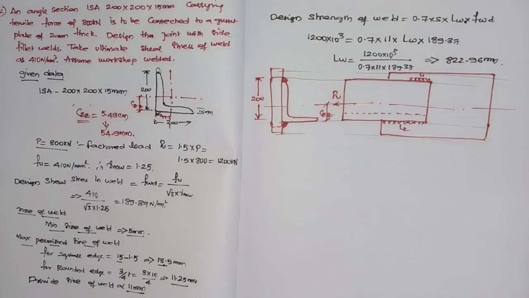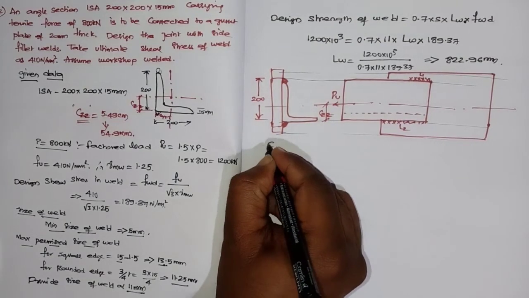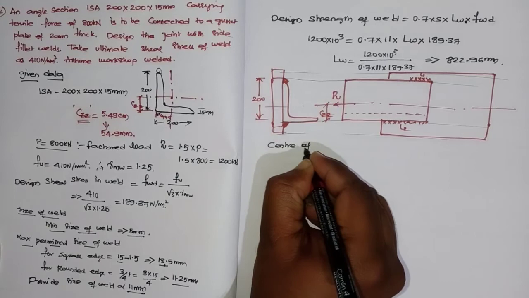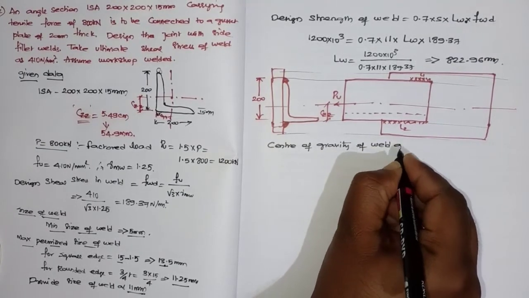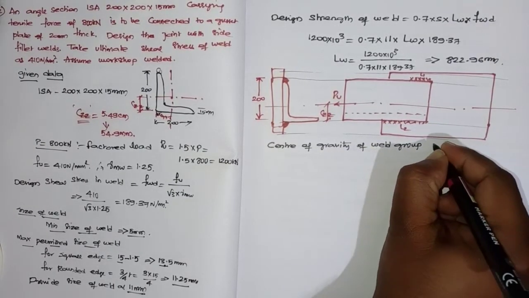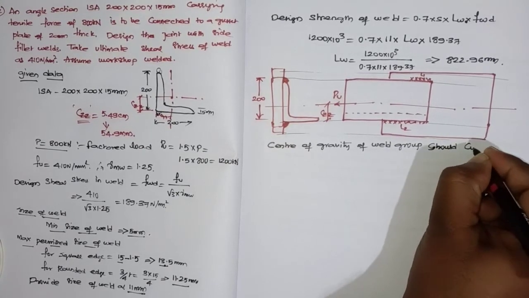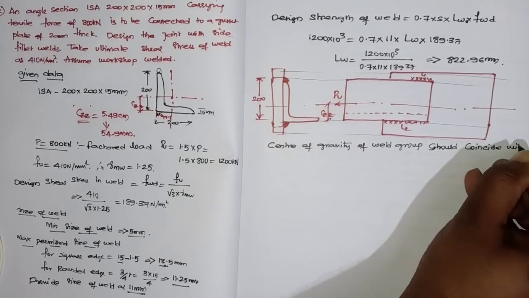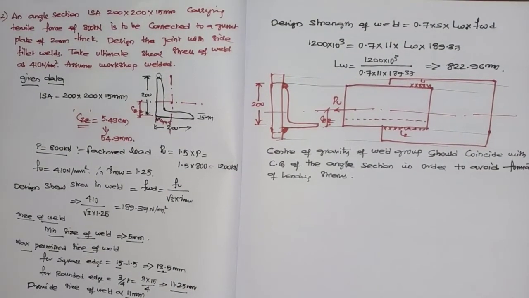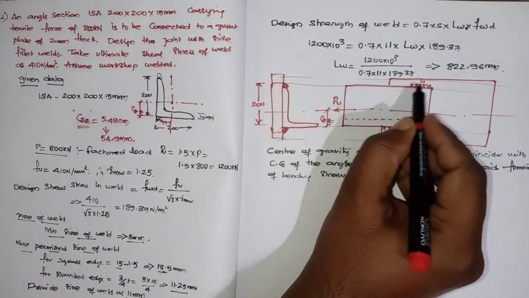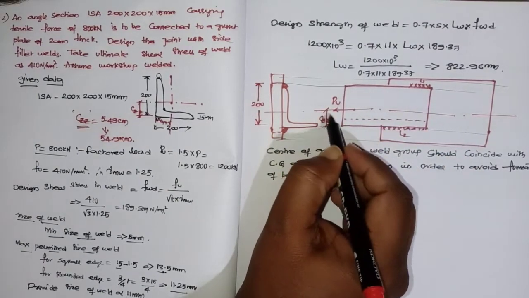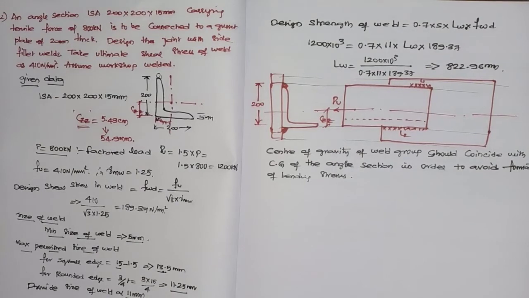Now, here one condition you are supposed to give, that is the center of gravity. Listen carefully. The center of gravity of the weld group should coincide with the CG of the angle section. This is the weld group. The CG of this weld group should coincide with the CG of the angle, because we can avoid the bending stresses.